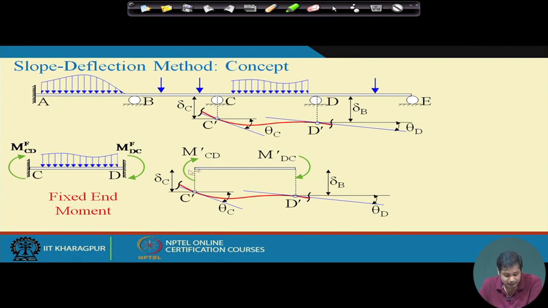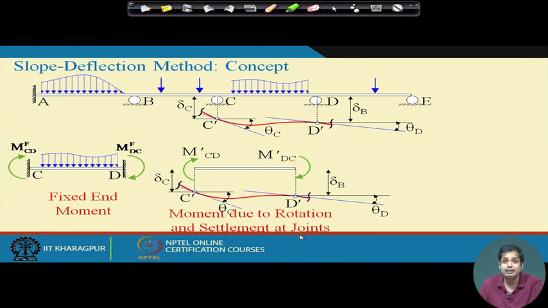So M dash CD is equal to the moment due to theta C, theta D, delta C and delta D, and similarly M dash DC is equal to the moment at D in segment CD due to the joint rotation at C and D and support settlement at C and D. So this is the moment due to rotation and settlement of joints.